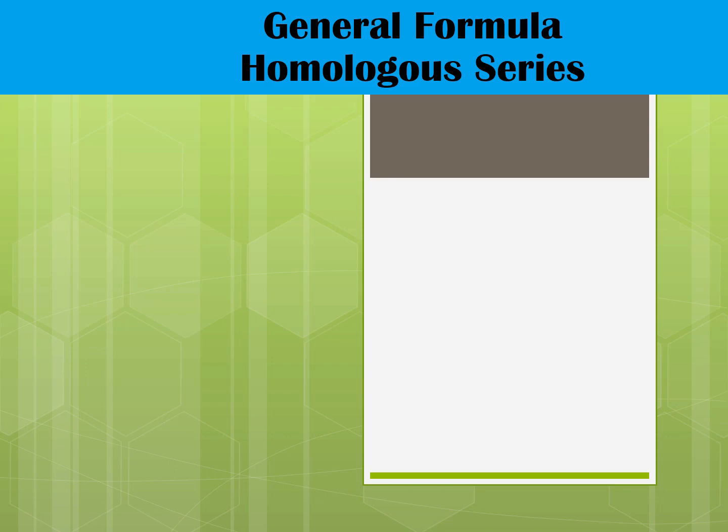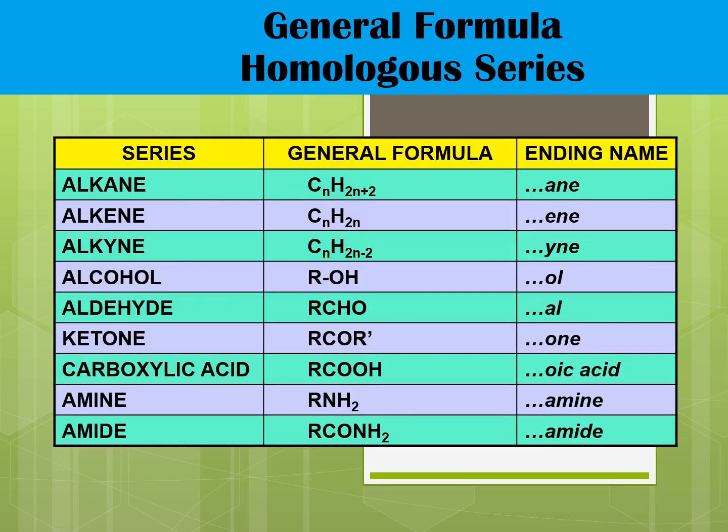Next, the general formula for the homologous series. We have alkane, general formula CnH2n+2, so the ending name for alkane is -ane. Alkene, general formula CnH2n, ending -ene. Alkyne, carbon-carbon triple bond, CnH2n-2, general formula, ending name -yne. Alcohol, general formula ROH, ending -ol.